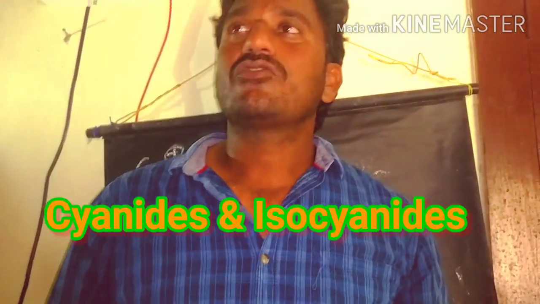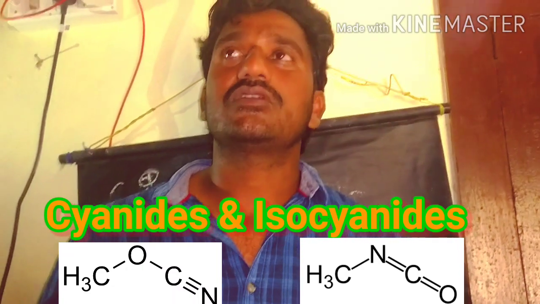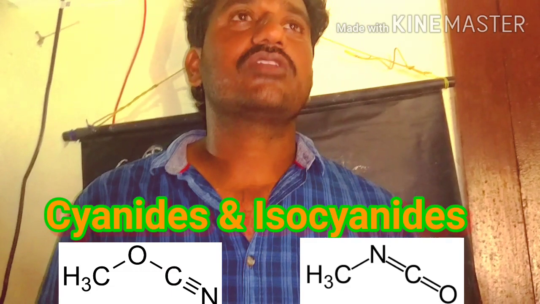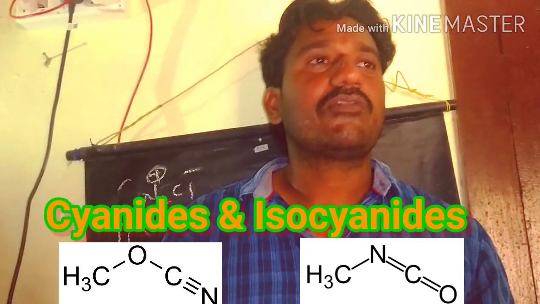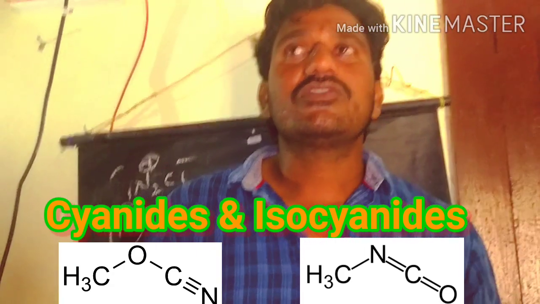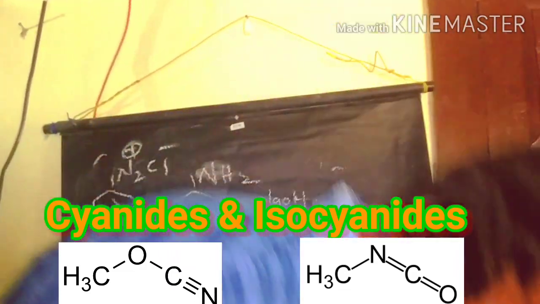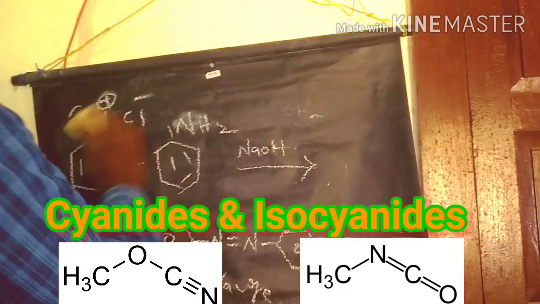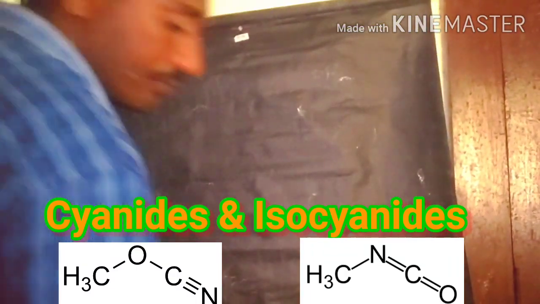We continue the nitrogen compounds chapter. Let's discuss cyanides and isocyanates, which are also one of the parts of nitrogen compounds. That's why we are discussing them here. So let's see what are called cyanides and isocyanates.